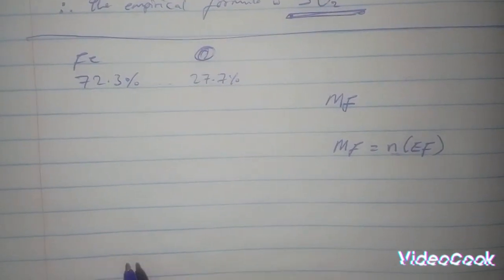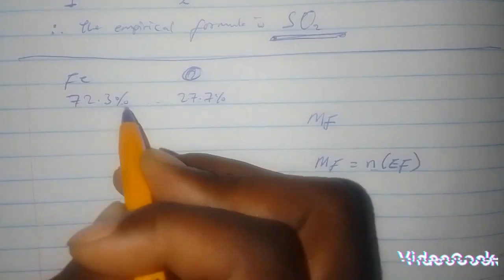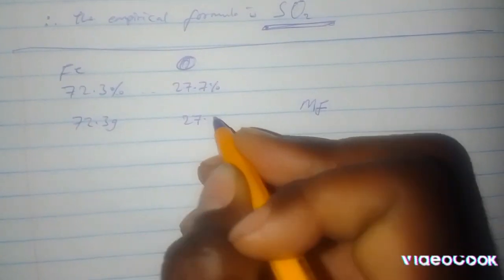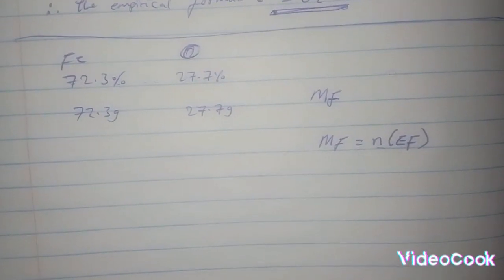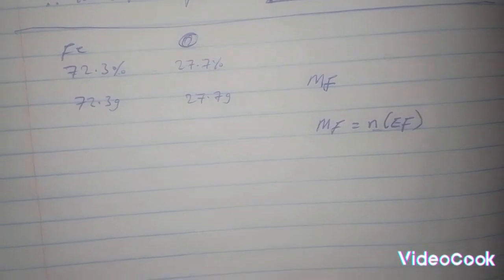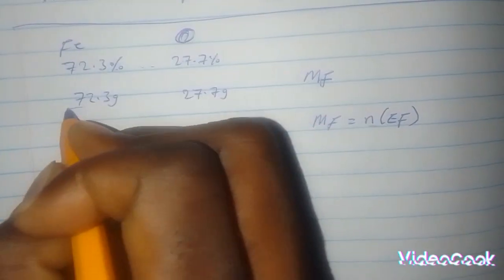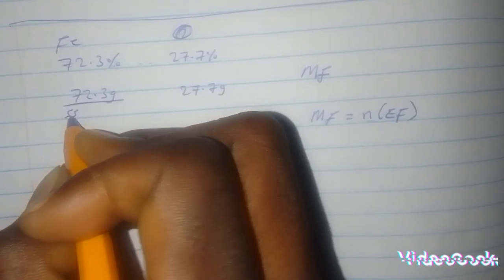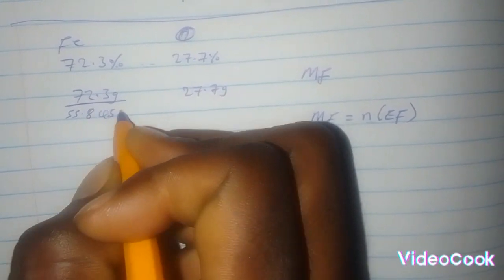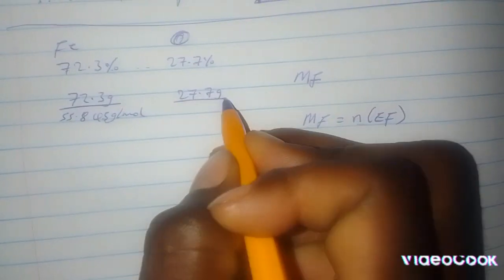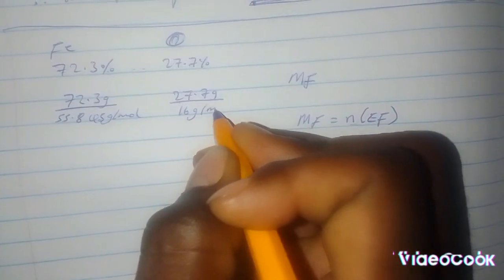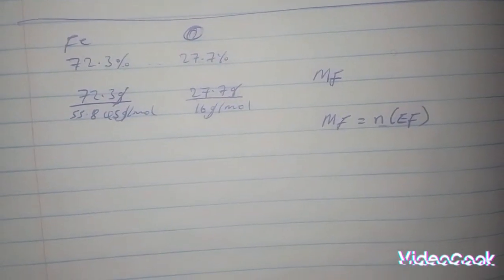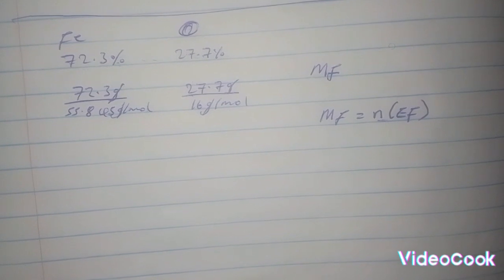So we will take these as masses. This one will be 72.3 grams, then this one will be 27.7 grams. Now, we know from the first question, calculating the empirical formula, we divide the masses by their Mr. The relative atomic mass for iron is 55.845 gram per mole. Then for oxygen, it is 16 gram per mole. The grams will cancel, and then from there we will start our calculations.